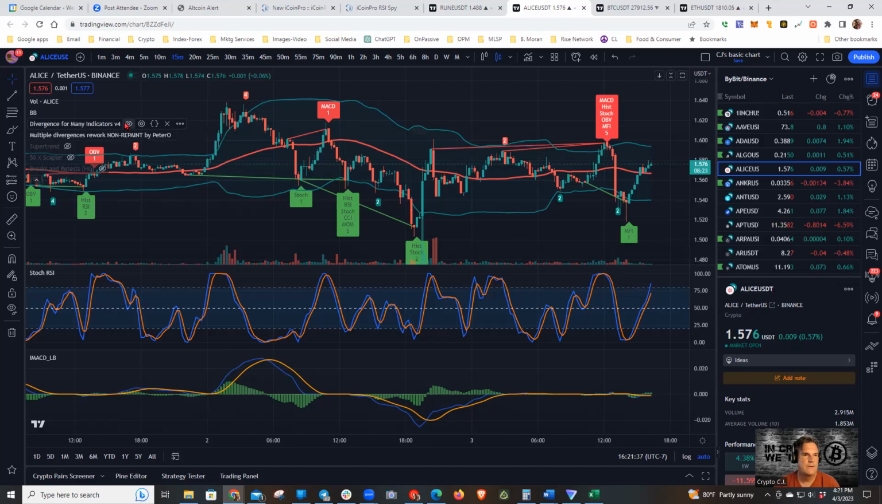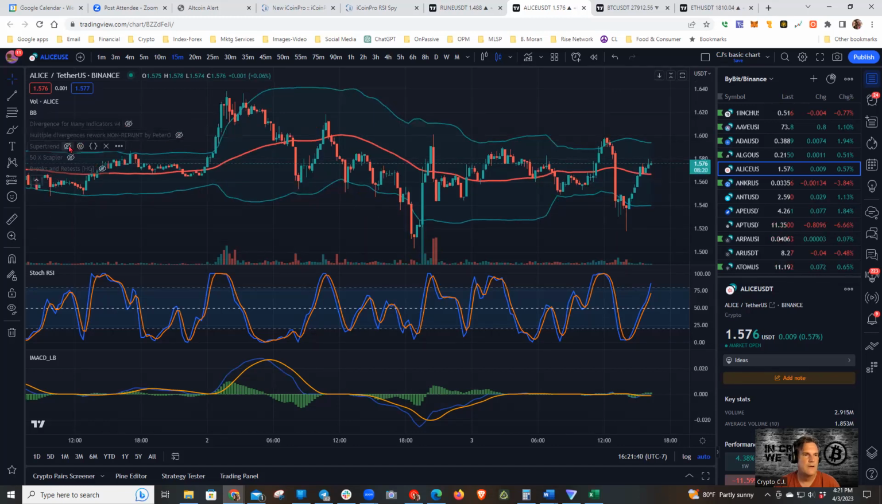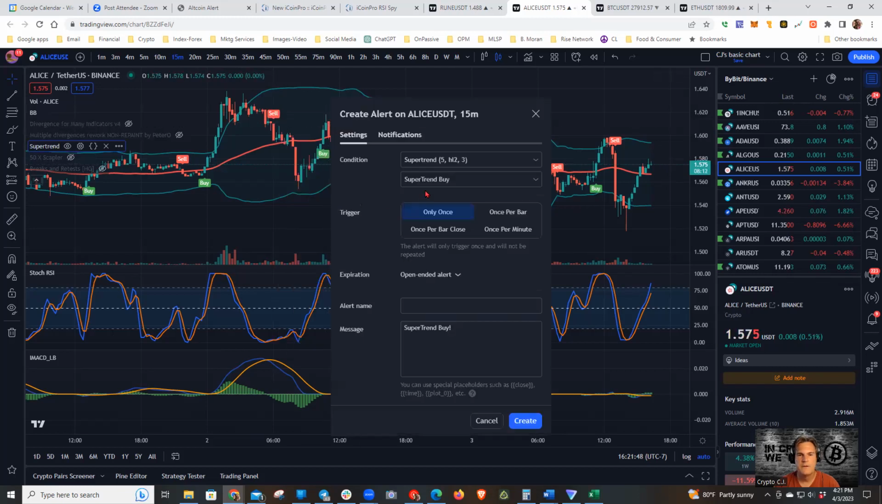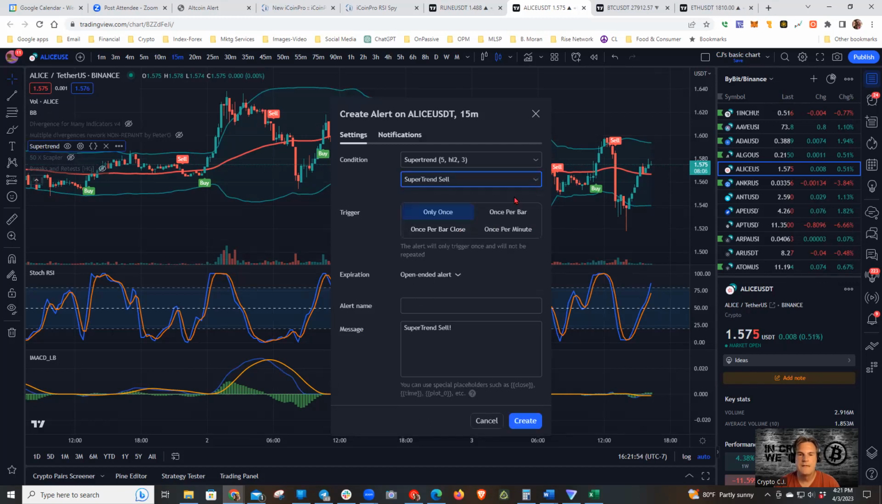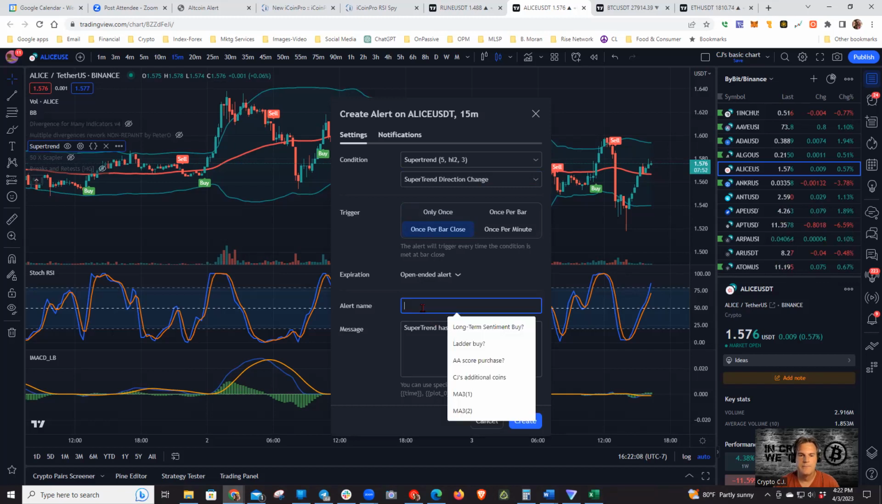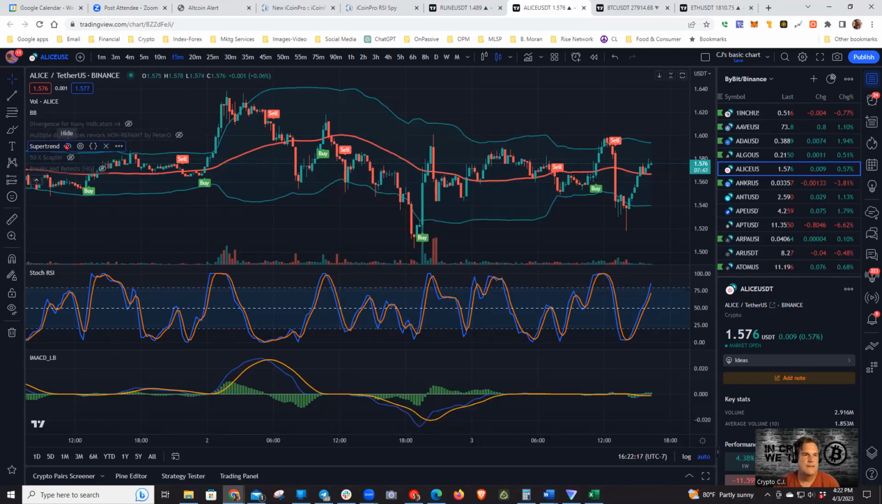Actually, I forgot to show you an alert on Super Trend. All right, so go back to Super Trend. Sorry, I'm skipping around. Right click on here, add an alert, and the buy one comes up first. If you want to short it, you can do the sell, or what I usually do is the direction change. It'll let you know each time it goes from sell to buy. Once per bar close, that'll keep it on all day until you turn it off. And yeah, AA score is probably what I would call this one. Okay, so that's how you set a Super Trend alert.